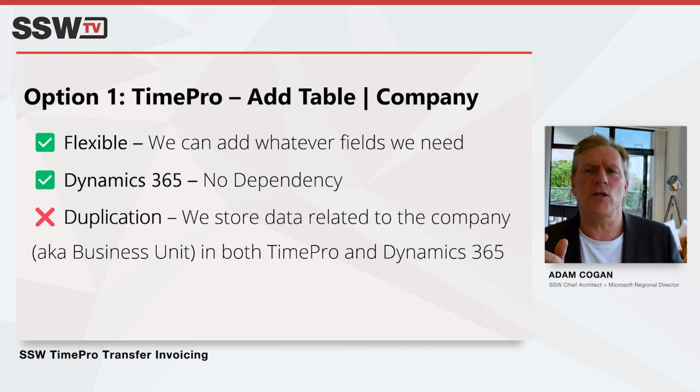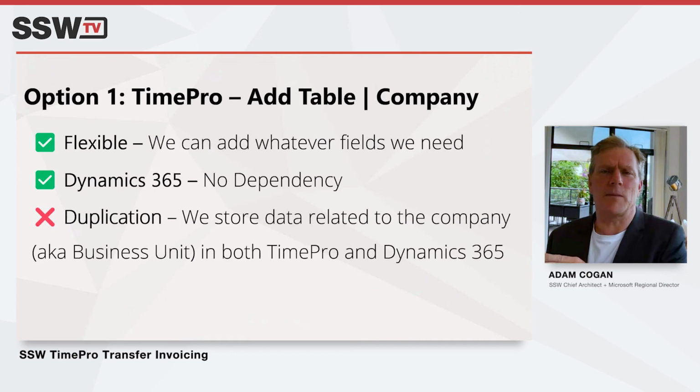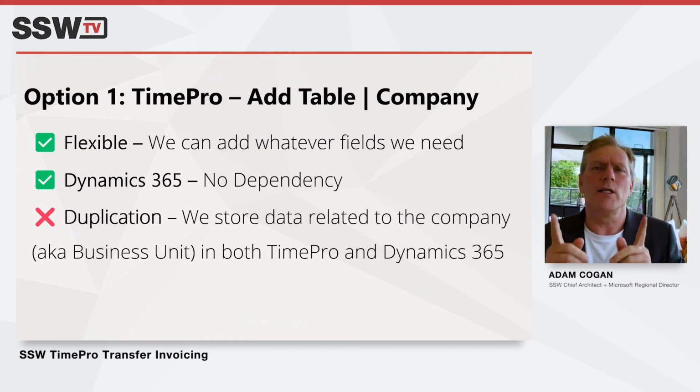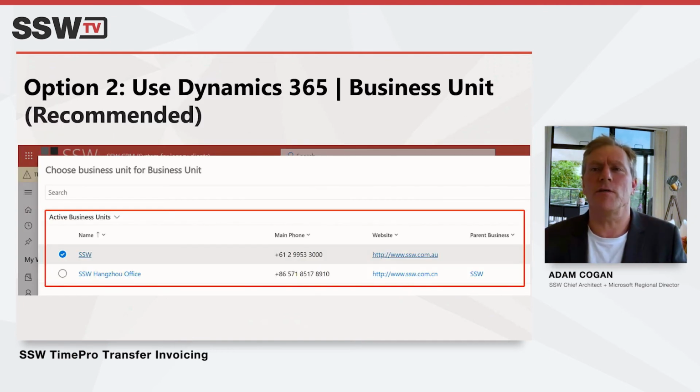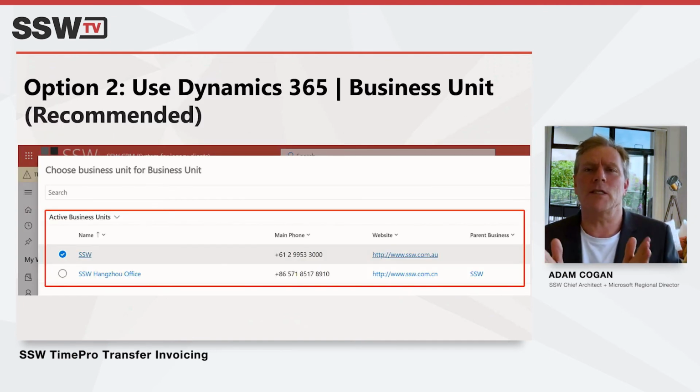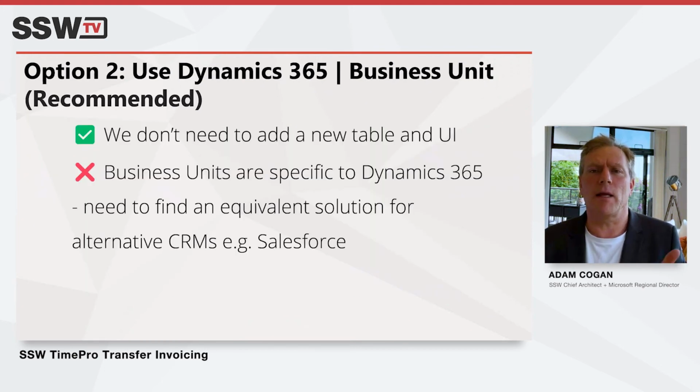There is an issue about duplication, because we've got a similar field in Dynamics, and people are going to say, why do we have that field and we have this field? They're basically the same thing. That's weird. So to solve that, you could just use the field in Dynamics. It's called Business Unit. We already use it. It's quite nice. We don't have to build the table and the UI. The only downside is some people don't use Dynamics. They use Salesforce and some other CRMs. We would have to find out the equivalent of those, and we have not done that work to investigate.